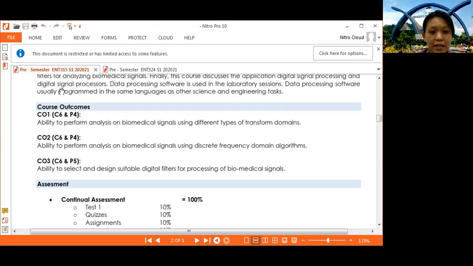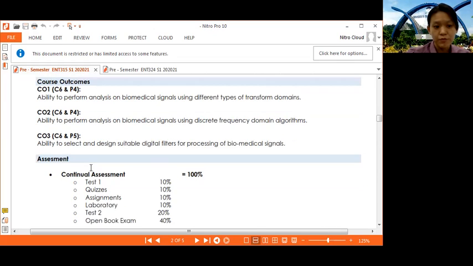This means at the end of this subject, you will have the skill to analyze biomedical signals. For example, if I give you an ECG signal, you are able to perform a transform to extract the information from the biomedical signal. You will also filter out the noise. For example, when you are recording the ECG signal and there is sound beside you, how do you filter it? You will design the filter for this CO3. So all these COs will be achieved.